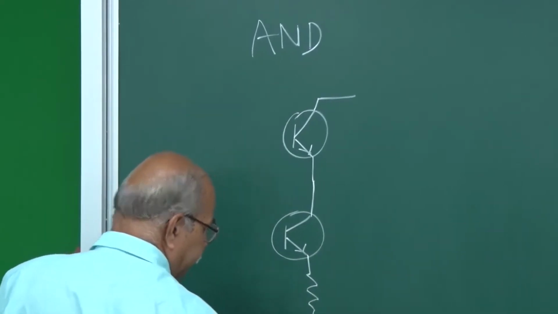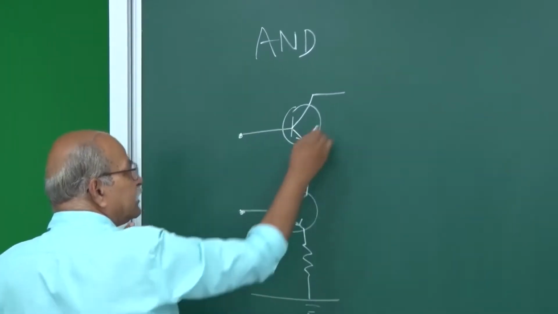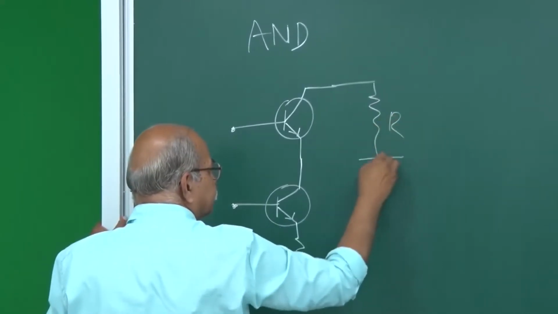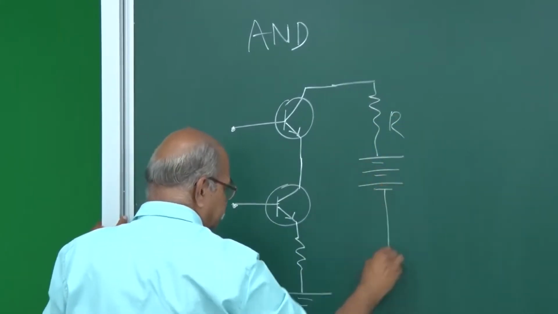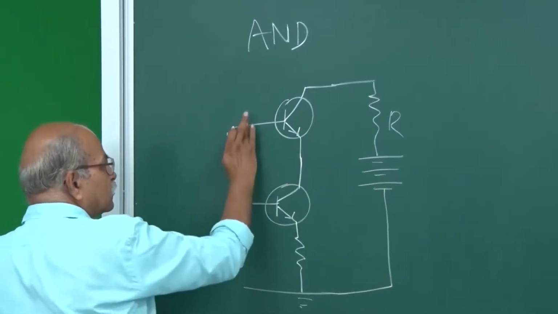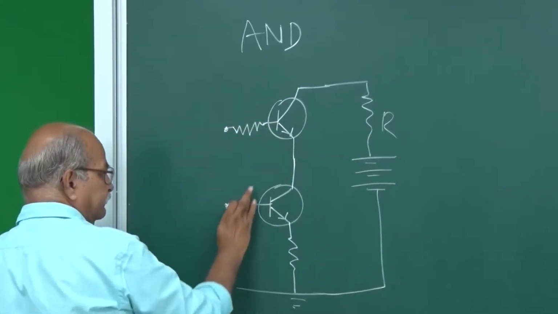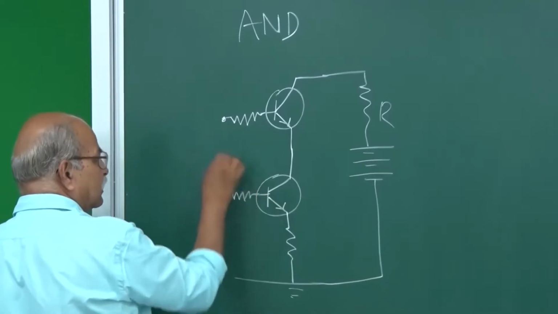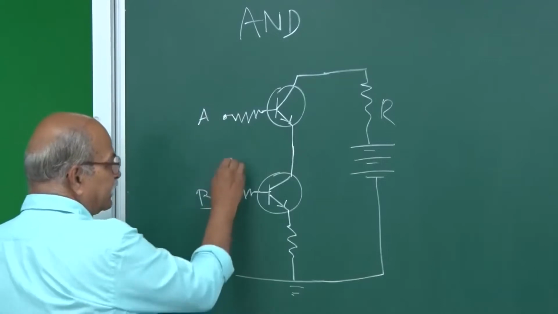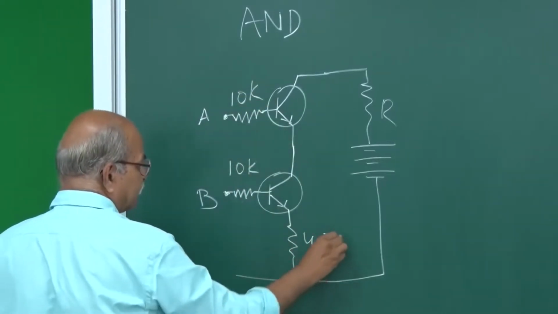This is your ground, and these are the two input points, and here you have biasing, normal biasing you can do. So, you can put resistances, here also you can put resistances in the base circuit. These are the input points, typically say 10K here, 10K here, 4.7K here, like that.